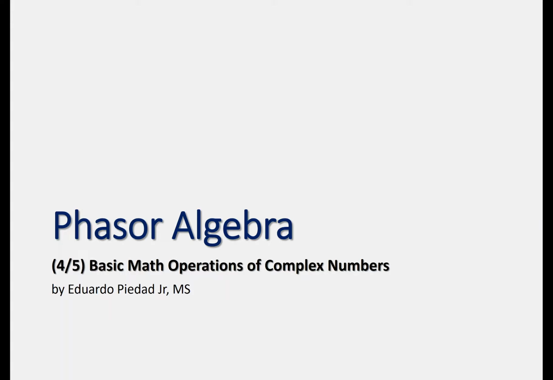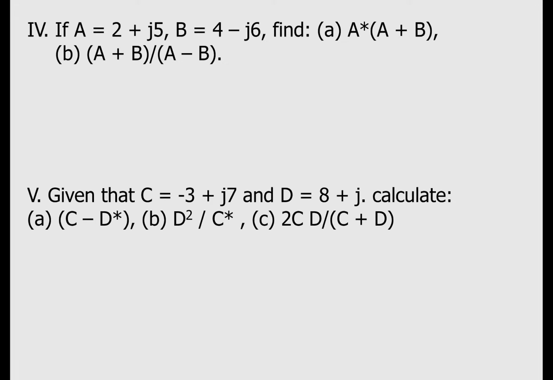So some of the basic math operations, you can actually use your calculator to solve most of it. But sometimes you need to simplify the equation to be able to use your calculator. Okay, so let's try, very simple. You have 2 plus j5, then you have another complex number, 4 minus j6. Then we need to find this one.